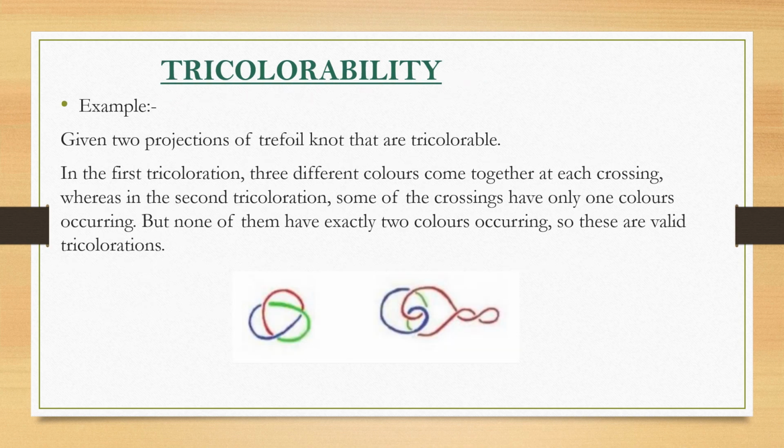Given two different projections of trefoil knots, you can see they are tricolorable. In the first tricoloration, if you observe, at every crossing three different colors come together. But in the second projection, at certain crossings three different colors come together, and at certain crossings a single color can be observed.